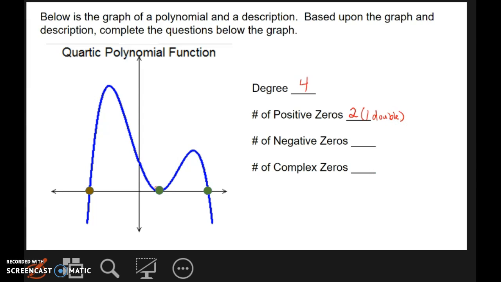And then negative zeros, I'm seeing 1 over there. And so again, thinking about what we've actually got here, 4th degree, I've got 1, 2, 3, 4. I've taken care of all of my degrees, so then my complex zeros would be 0. There's none of them.